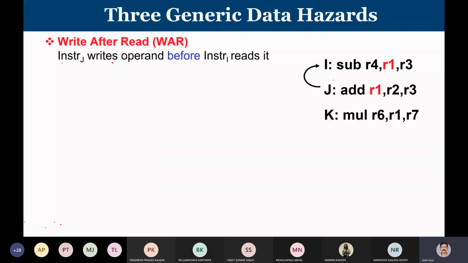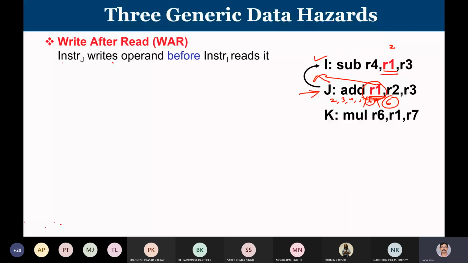So you have an instruction I where it is going to read a value from R1 and instruction J is going to write a value into R1. If instruction J happens to write into R1 before instruction I reads it, which generally won't happen because this reading happens in clock cycle number 2 and this writing happens in clock cycle number 6. Why 6? Because J is starting only at clock cycle number 2. So 2, 3, 4, 5, 6. 6 is the write back.